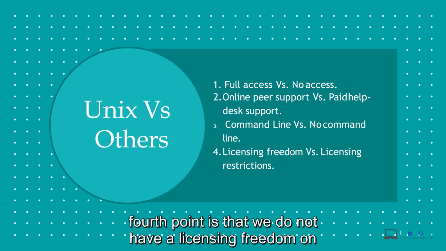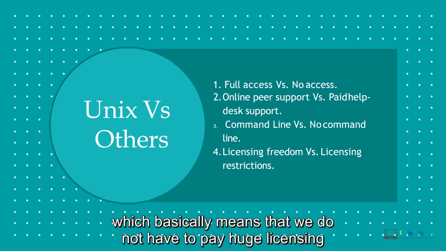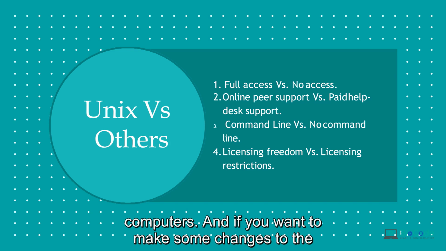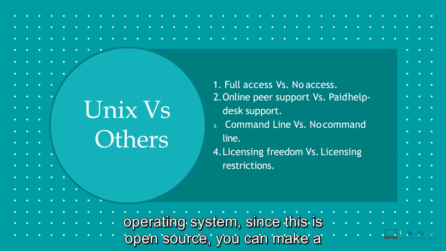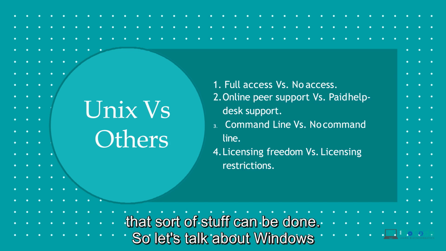The fourth point is that we do not have licensing freedom on other operating systems, whereas we do have licensing freedom on Unix, which basically means we do not have to pay huge licensing fees to install Unix or Linux on our computers. And if you want to make changes to the operating system, since it is open source, you can change the code and create your own Linux flavor.